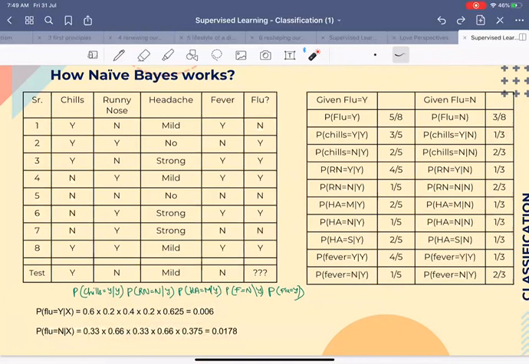So for this unseen data, what do we predict? Do we predict that they have flu or not flu? What is the answer? Not flu. Excellent. Why? Because this probability is higher compared to this probability. Now this probability may not be the true probability. Why?